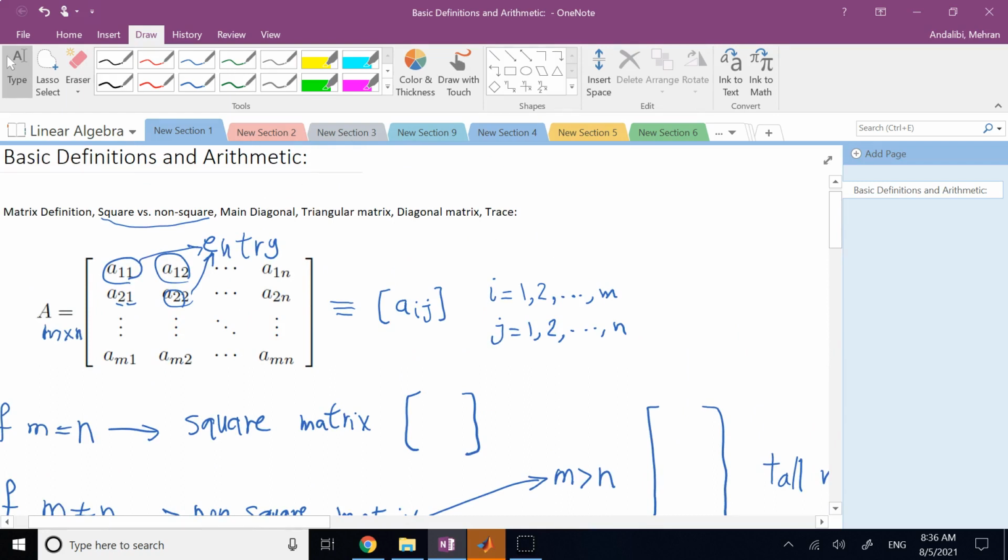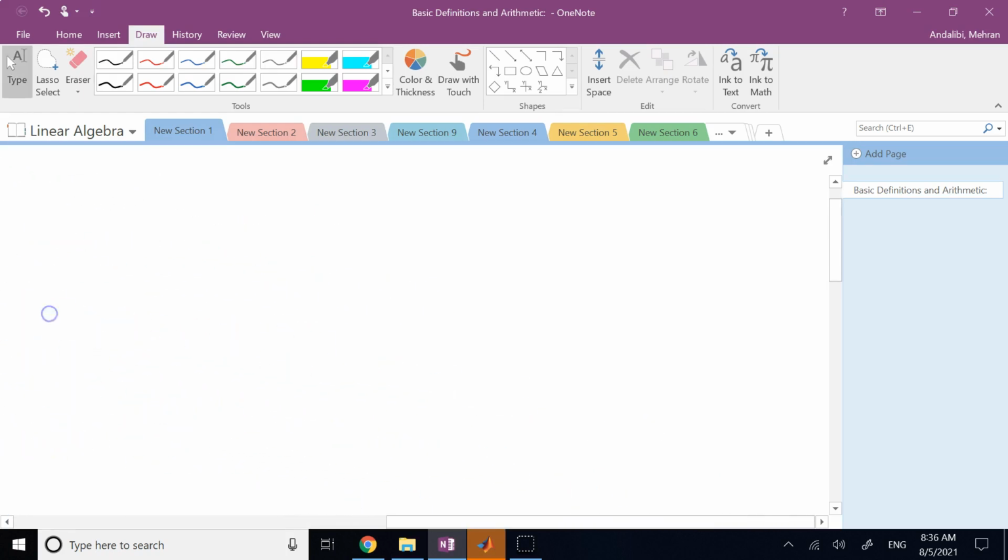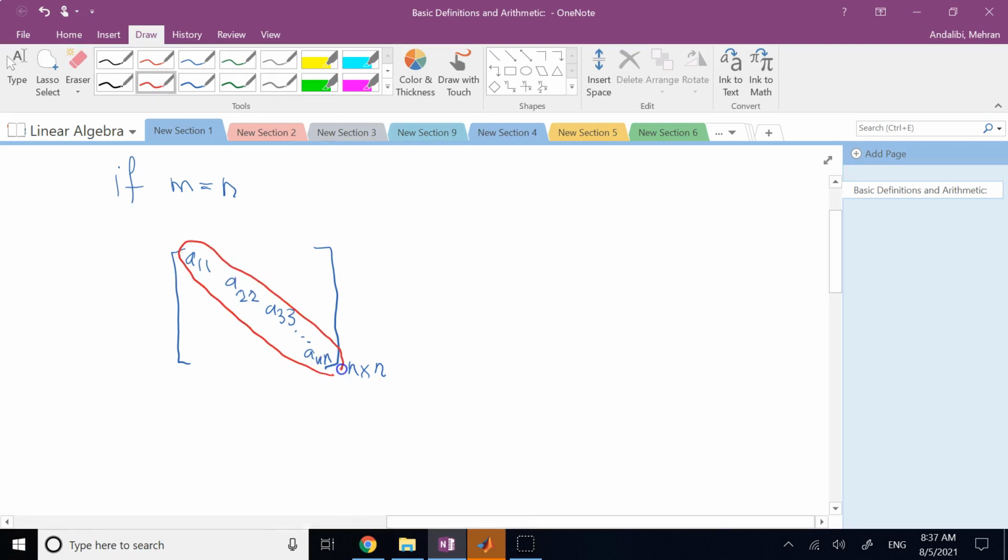Now, when your matrix is square, there are lots of other things that you can define for it. If m is equal to n, it is a square matrix, and then we define the main diagonal for the matrix. Let's say, for example, the matrix is n by n in general. The elements that have the same row index as the column index, like a_1,1, a_2,2, a_3,3, all the way to a_n,n, these entries in the matrix, we call the main diagonal. So this is your main diagonal.